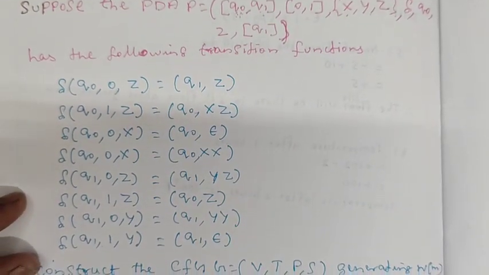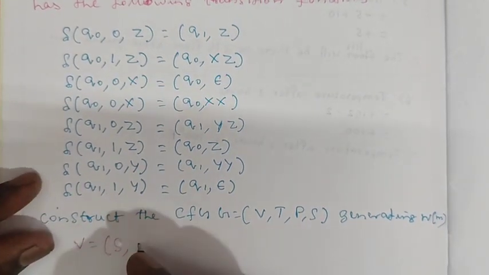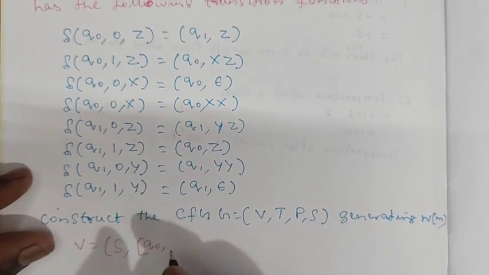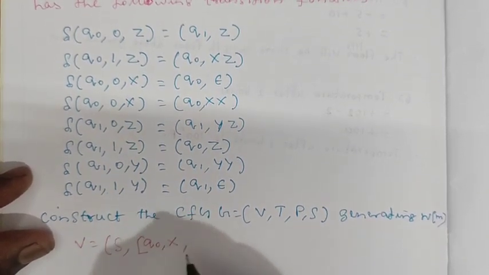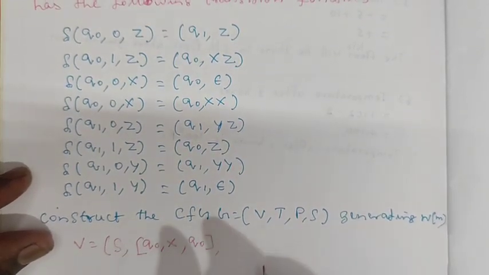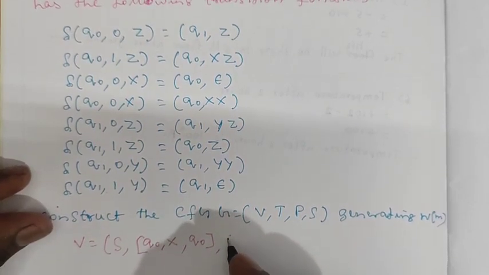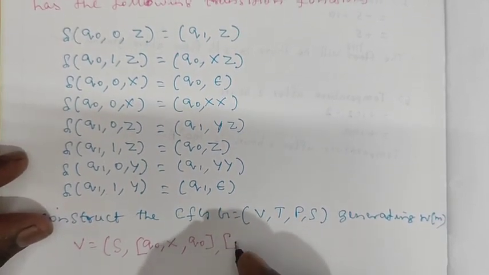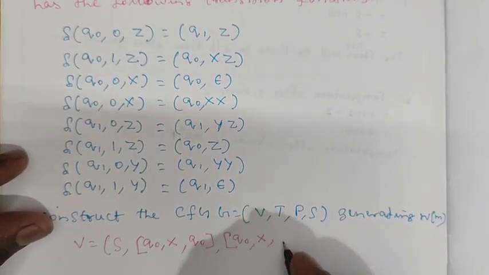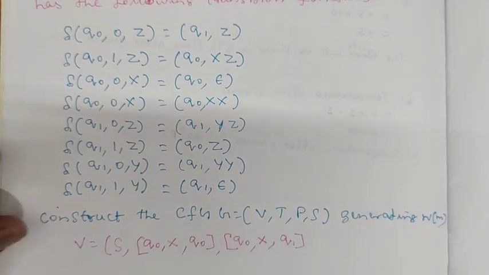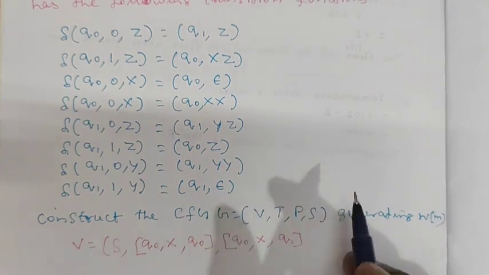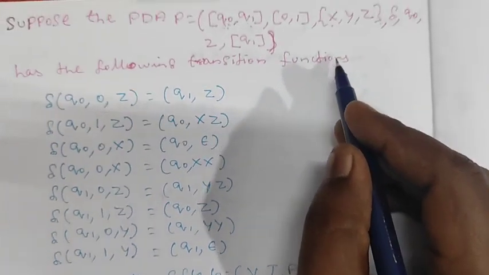So first we will take the states here. Initially we will have Q0, the stack symbol is X here, then we go for the state Q0. The second is Q0, X, and now you go for the state Q1. So we start from Q0, go to Q0, then start from Q0, go to Q1, for the stack symbol X here.